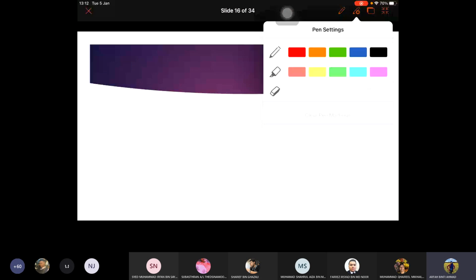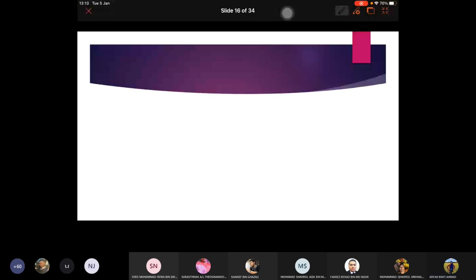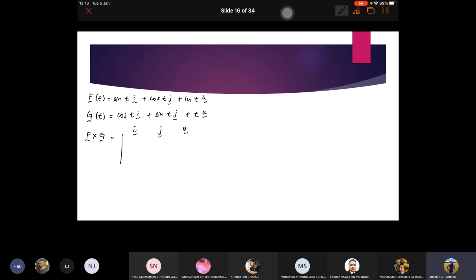So you were given vector F(t) akan sama dengan sin T i tambah dengan cos T j tambah dengan ln T k. Okay, and vector G(t) akan sama dengan cos T i tambah dengan sin T j tambah dengan T k. So daripada sini dia kata dapatkan cross product vector F darabkan dengan vector G. So saya tunjukkan satu-satu jalan kira dia I, J dan K komponen. Untuk vektor F kita ada sin T, cos T dan juga ln T. Untuk vektor G awak ada cos T, sin T dan juga T.